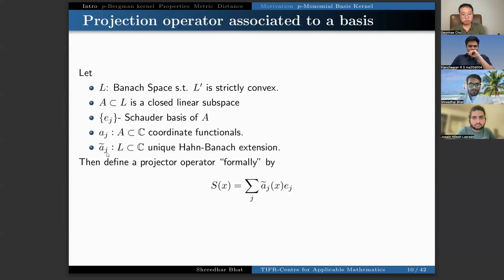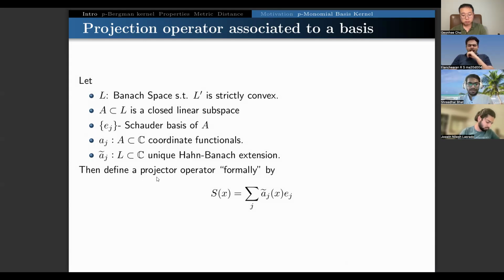So with that result, if it is strictly convex, then it will be unique. So let us call the unique Hahn-Banach extension AJ tilde. Now, using this, we can define a projection operator formally. Let us not worry if this summation makes sense or not. Suppose you can do this.